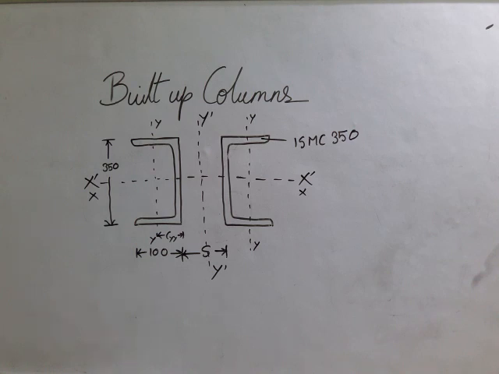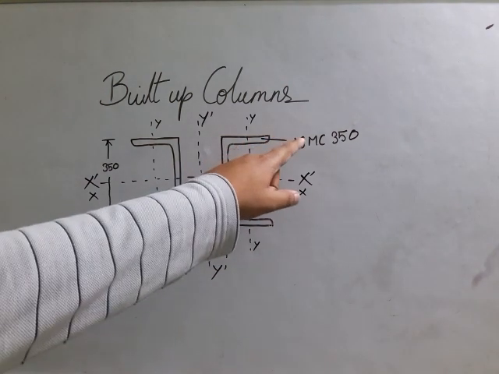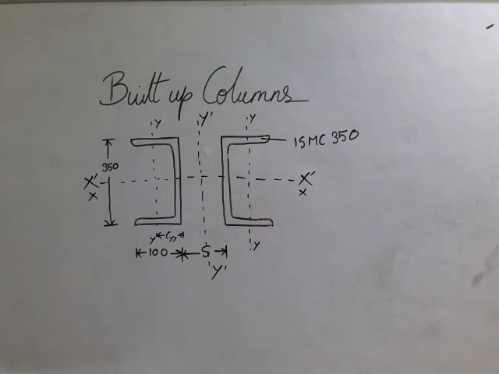And here we have given an example that it is comprising a channel section which is called ISMC 350. So you can look into ISMC 350 in the steel table.